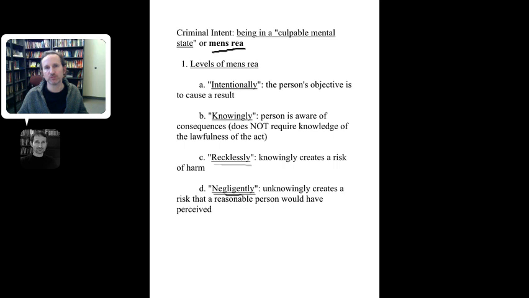the lowest level of intent with mens rea is negligence. And negligence, you can think of, okay, you didn't cause this thing on purpose. You didn't do it because you wanted to hurt me. You knew you were hurting me. It's not reckless because you are knowingly creating a risk of harm. It's that you unknowingly create a risk that what's called the reasonable person would perceive.